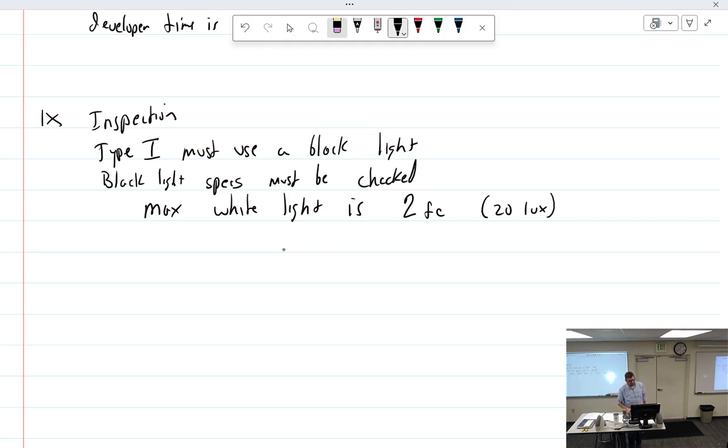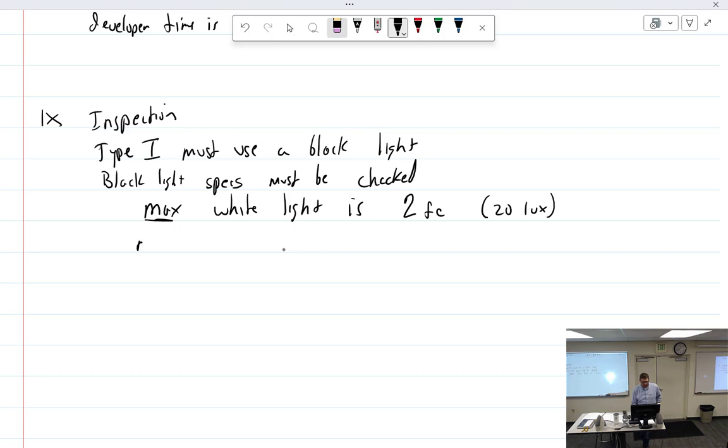So the maximum white light is 2 foot candles. We're going to make sure we understand that's the maximum, because it's not the minimum, right? We want it dark. You can't have much light. And by the way, I've done this with everybody except for Group C. I actually show you what a foot candle is. I have a little birthday candle. I light it, we hold the meter about a foot away, and it registers 1, so it's close. So the max white light is 2 foot candles.